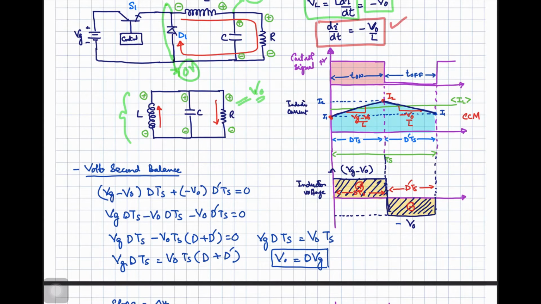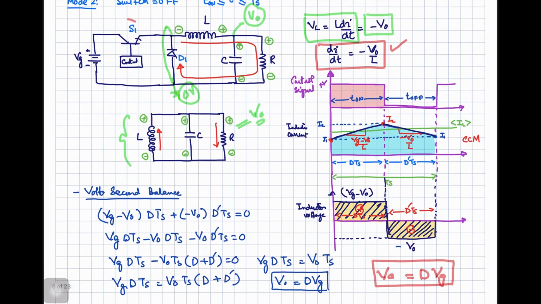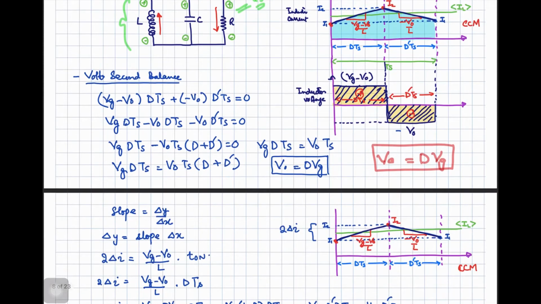Right, so this is the expression relating your output voltage with the input voltage in terms of the duty cycle for the ideal converter. Why am I calling it ideal? We have assumed that there is no voltage drop across this switch, there is no voltage drop across the diode, and the average voltage across the inductor is zero. So for the ideal converter, the relationship between the input and the output voltage is V naught equal to d times Vg.